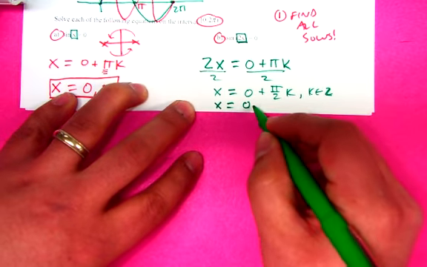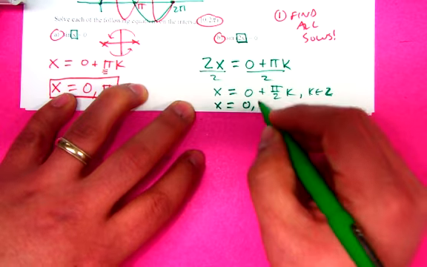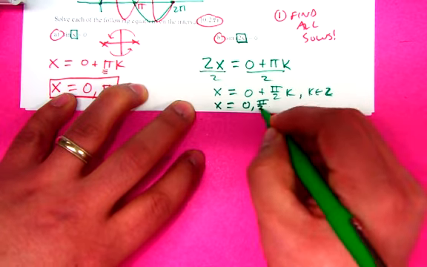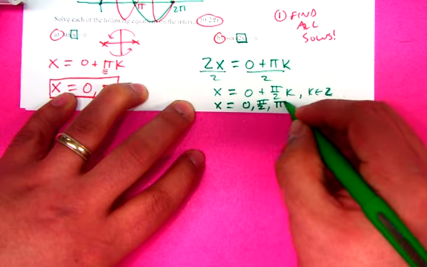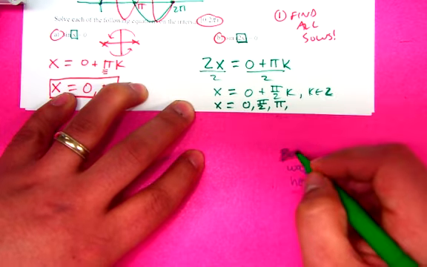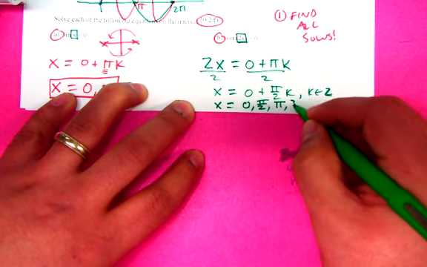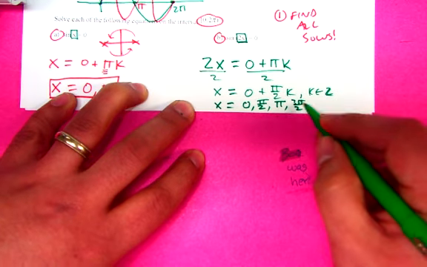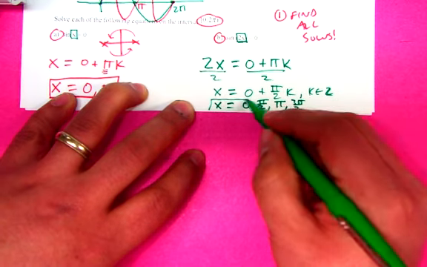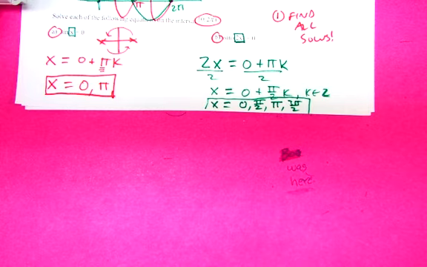0. And then I add pi over 2, and I get pi over 2. I add pi over 2 again. 2 pi over 2 is pi. Add pi over 2 to that, 3 pi over 2. If we add pi over 2 again, we end up at 2 pi, and that's too big. So here are the four solutions for part B.